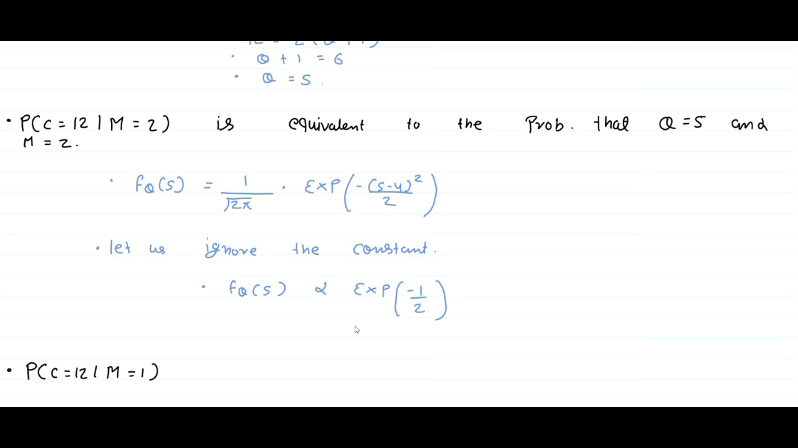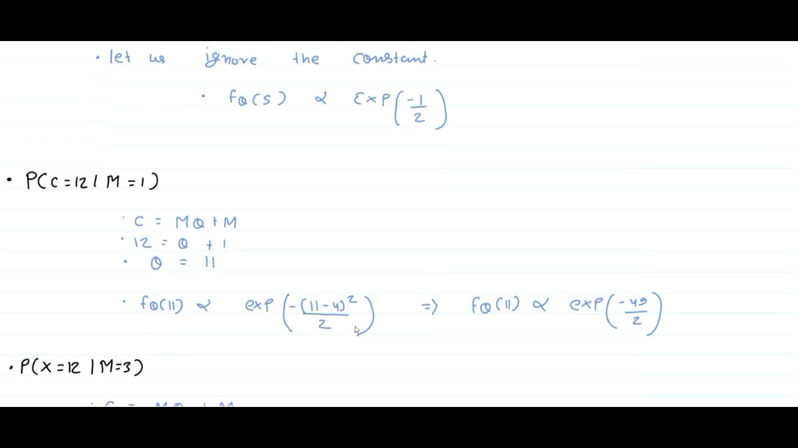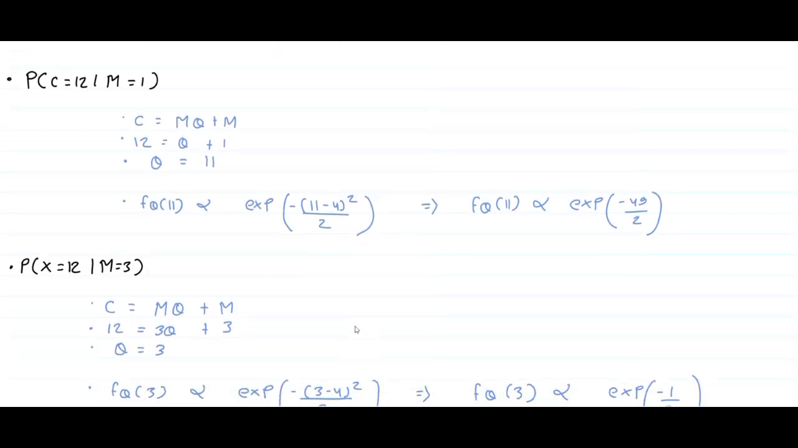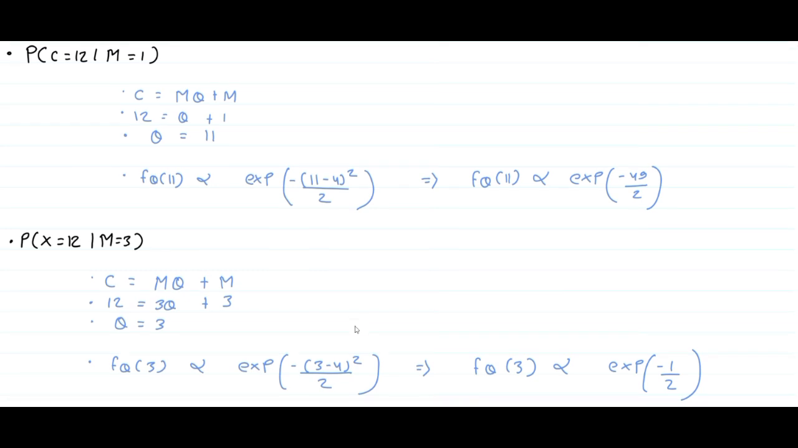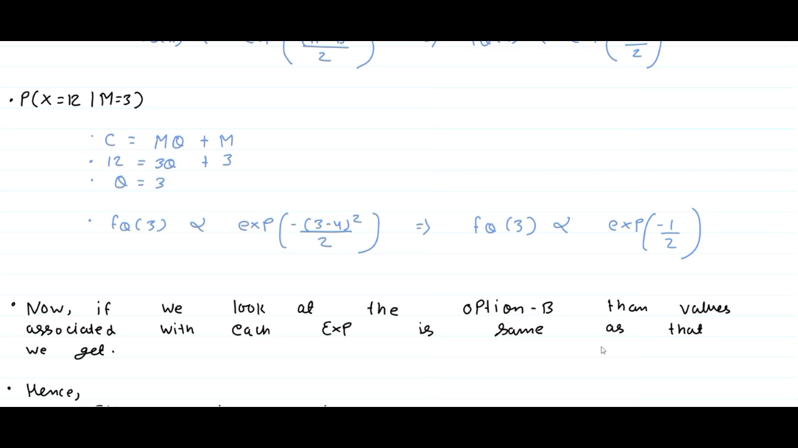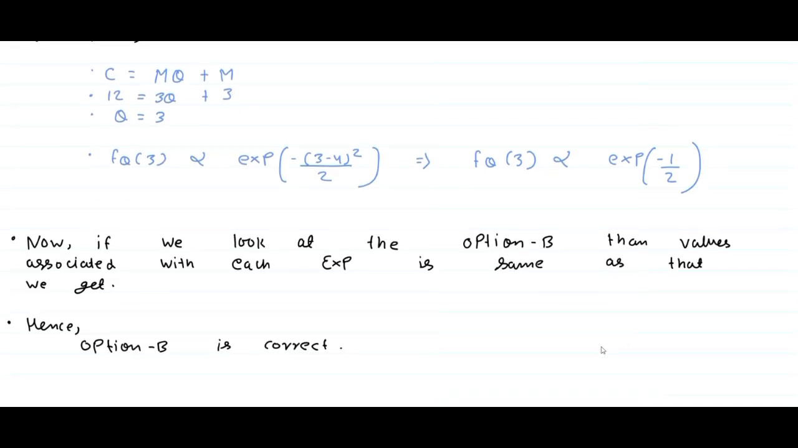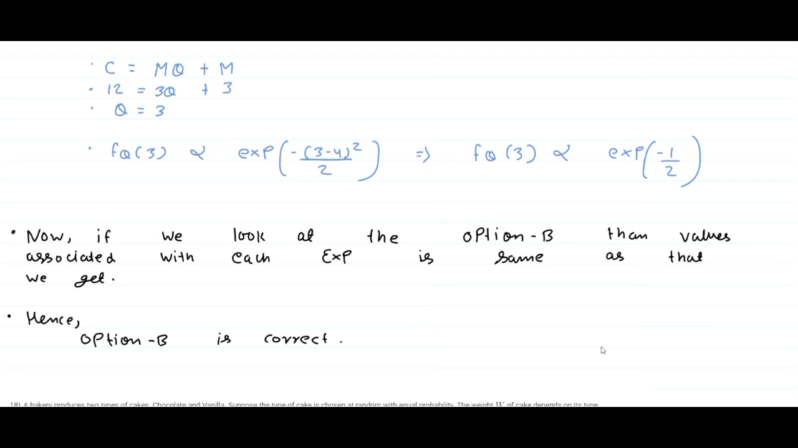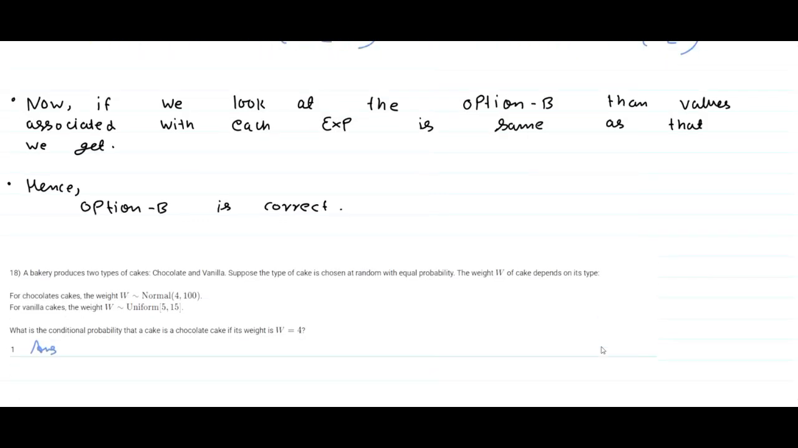And similarly, the probability of C equal to 12 under the condition M equal to 1, after finding its value of Q using the production formula, will be equal to exponential of minus 49 by 2. And similarly, the probability of C equal to 12 under the condition M equal to 3, after finding its value of Q, will be equal to exponential of minus 1 by 2. Now if we look at option B, the value associated with each exponential in option B is the same as the value that we obtained. Hence option B is going to be the correct option for question number 17. Let us now see question number 18.